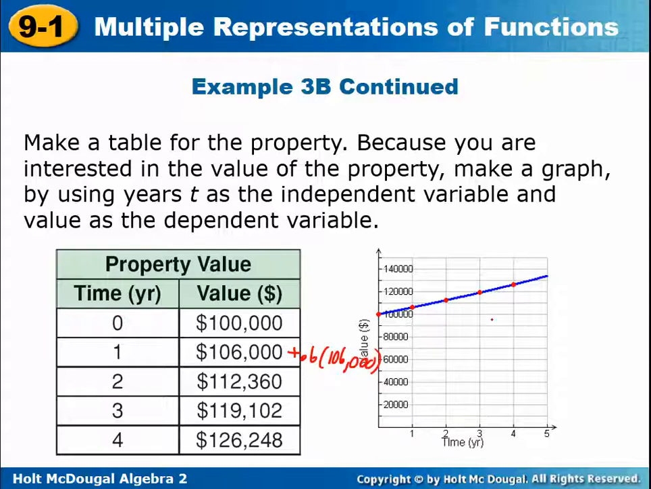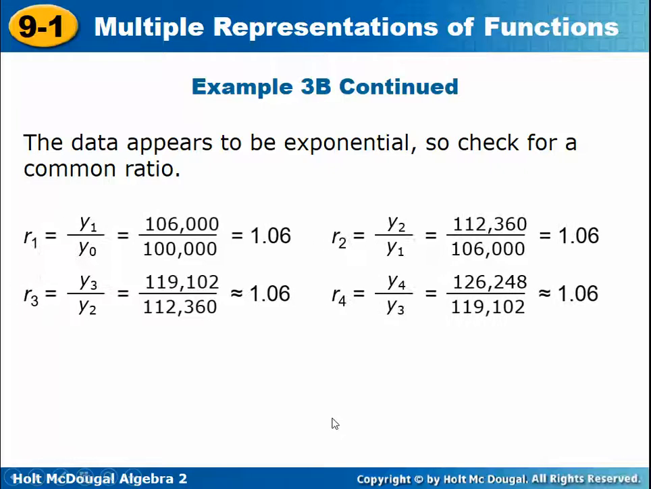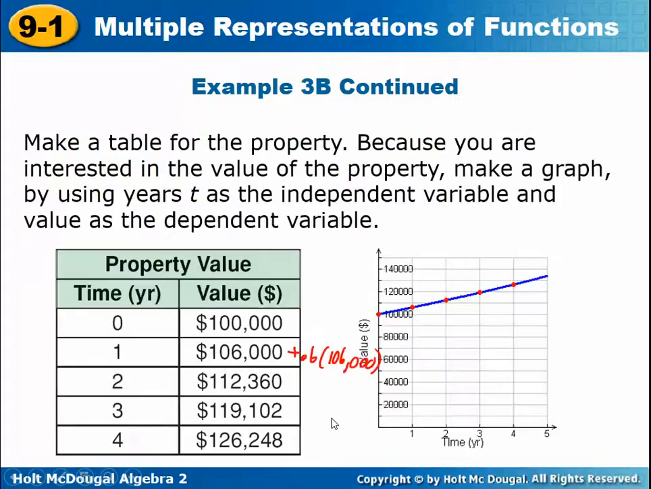Now this looks somewhat linear. It's not actually linear, but it almost looks linear. We can tell that it's not linear if you look at the differences. This one increases by 6,000. The next one increases by 6,360. The next one increases by more than that. I don't know the exact amount, but it's increasing by more than that each time.